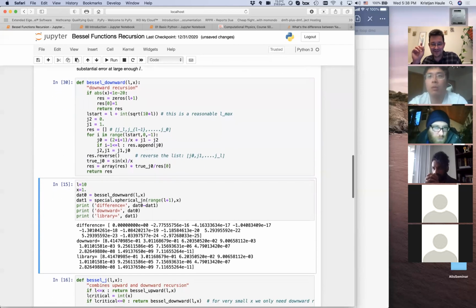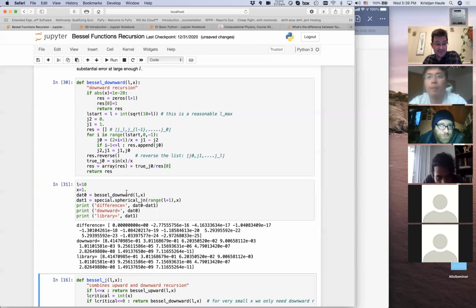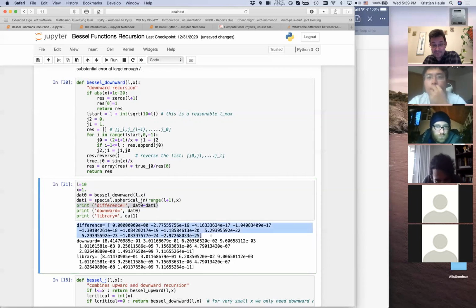You can think of it a little bit later, but it should be pretty straightforward. Okay, so now we are gonna do the same experiment. So L is 10, X is 1, let's say, and we do the downward recursion, and we also calculate the exact values, and then we subtract the two. The difference is actually pretty good: 10 to the minus 16, 17, 17, 25. Pretty good. That works. This is for X is 1.